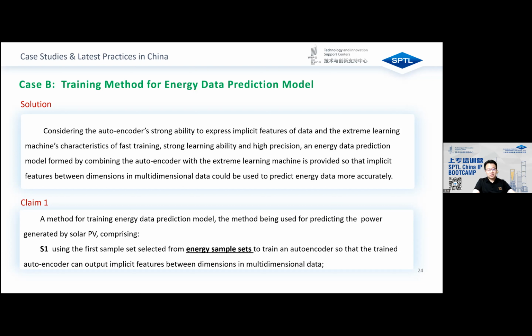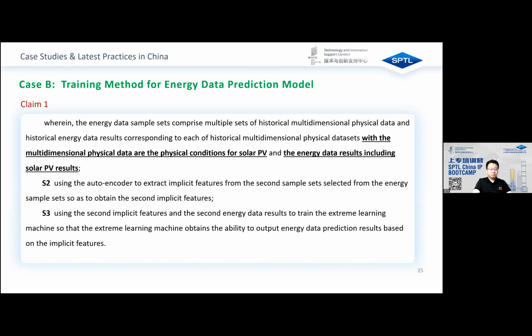This method comprises several steps. Let's take step 1, for example. In step 1, it states that the first sample set selected from energy sample sets is used to train an autoencoder so that the trained autoencoder can output implicit features between dimensions in multi-dimensional data. Well, please pay attention to this expression.